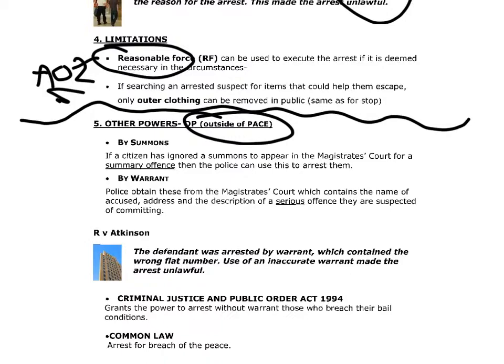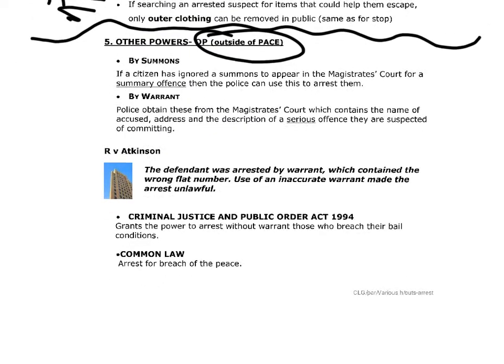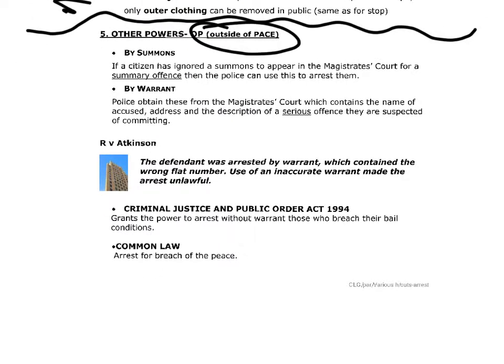Okay, now you've actually got 4 options. You don't need all 4. Again, I'd do the same as you've done before, and just remember a couple of them in order to get the marks. Okay, so number 1 then, they can arrest you via summons. So if you've had a summons in the post that tells you you have to go to the magistrate's court for a particular offence, and then you don't, the police can then come and arrest you.